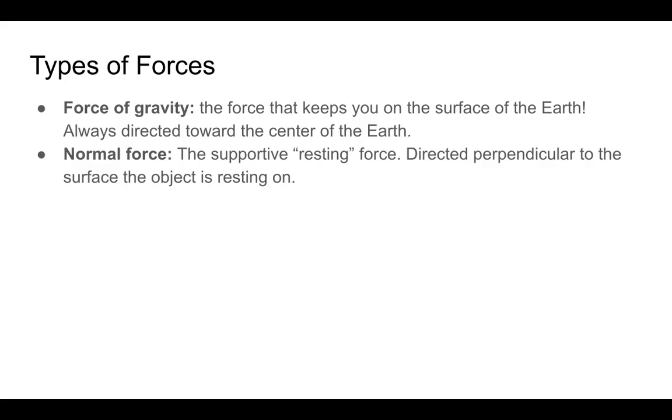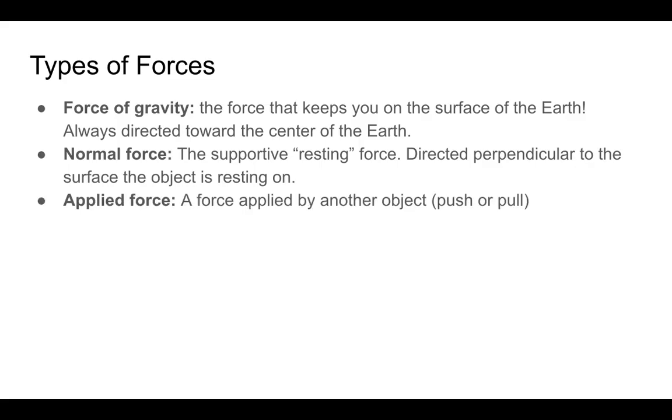We just call it the normal force because number one, it can be anything, the supportive resting force. It can be the table, it can be the ground. So we want to make it kind of general. And also, normal was the name for a 90-degree angle back in the day. The old 90-degree angle name was the normal angle. So that's why we call it a normal force, because it is 90 degrees to that surface that is providing the supportive force.